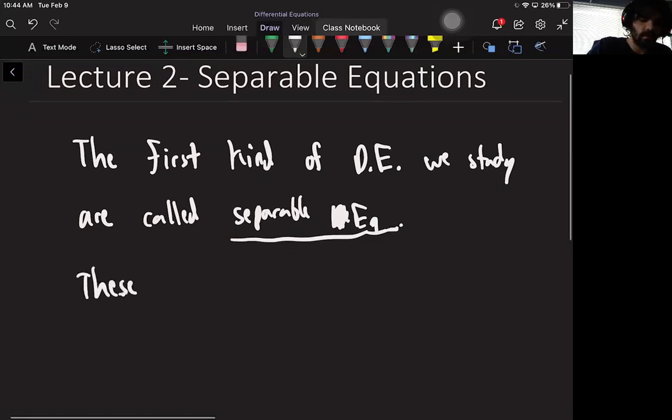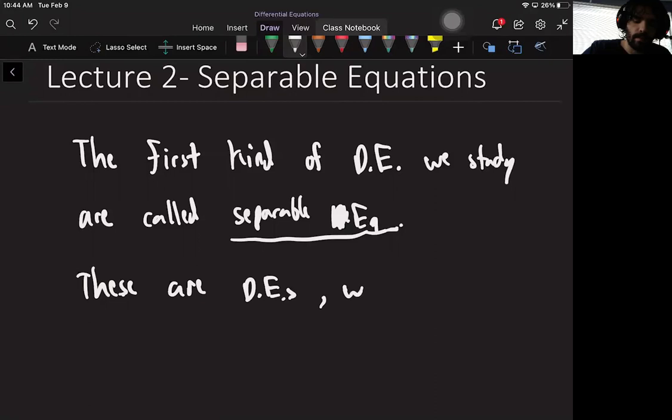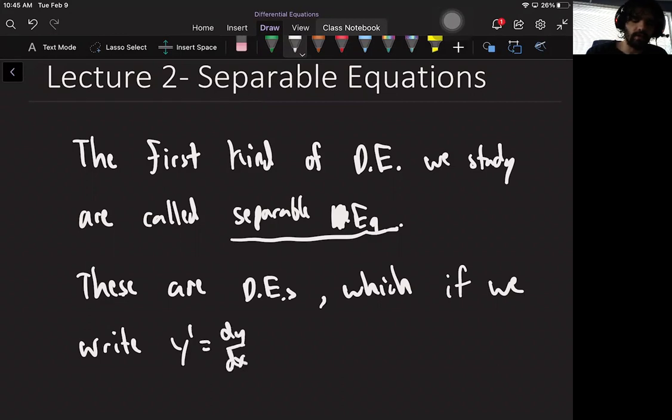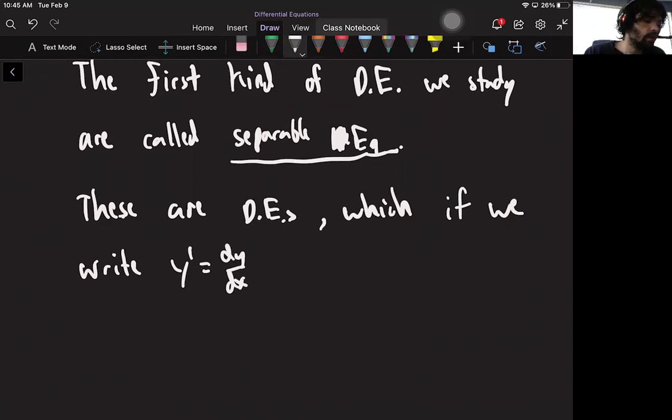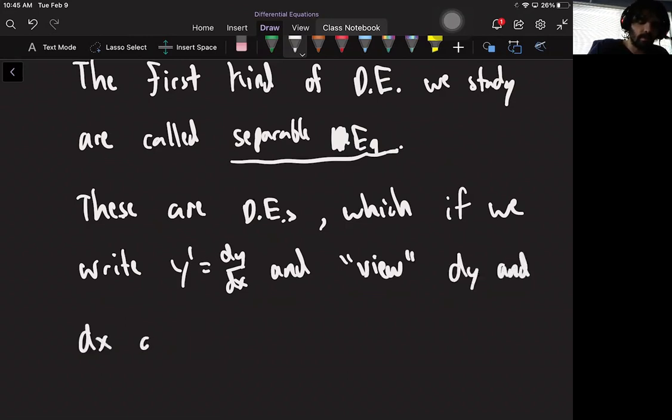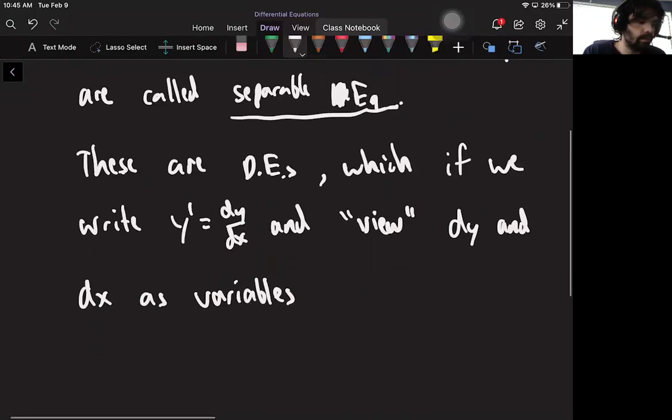These are differential equations which you have to do a little trick. If we write the derivative as dy dx instead of y prime, so that's the first step. And then I'm going to put this in quotes, view dy and dx as variables that we can algebraically move around and manipulate.